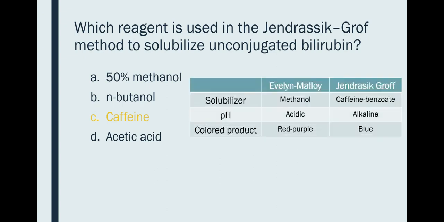So as a summary, we have here this table differentiating that of your Evelyn-Malloy and Jendrassik-Grof, which are two techniques used in the indirect Van den Berg reaction. So if it is your Evelyn-Malloy, methanol is utilized as a solubilizer, whereas for Jendrassik-Grof, it's your caffeine benzoate. For the optimal pH, the Evelyn-Malloy technique occurs in an acidic na pH, whereas Jendrassik-Grof is alkaline. And the colored product that will be formed for Evelyn-Malloy is red-purple, and for Jendrassik-Grof, that is blue yung colored product.